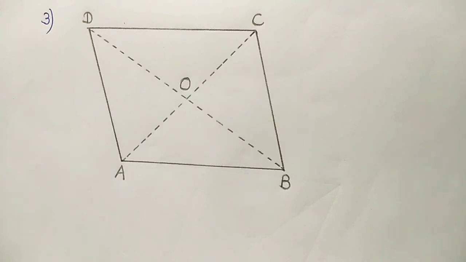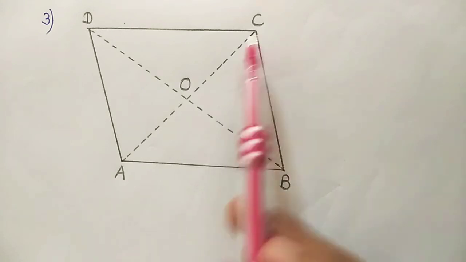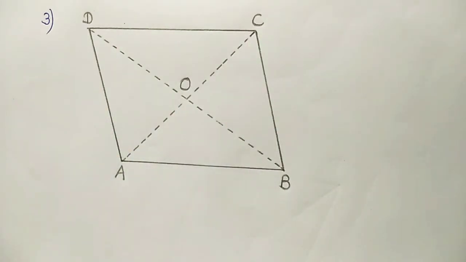Question number 3. Show that the diagonals of a parallelogram divide it into 4 triangles of equal area. So for this, we have drawn a parallelogram ABCD. The diagonals are AC and BD. What do we have to prove? We have to prove that these diagonals divide the parallelogram into 4 triangles of equal area.